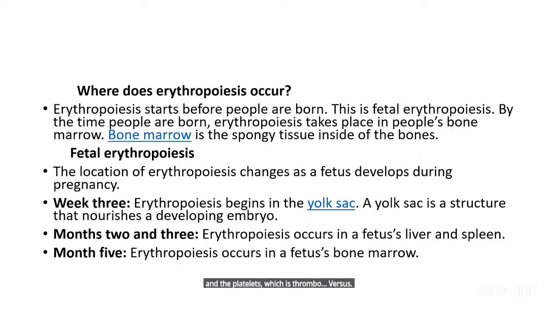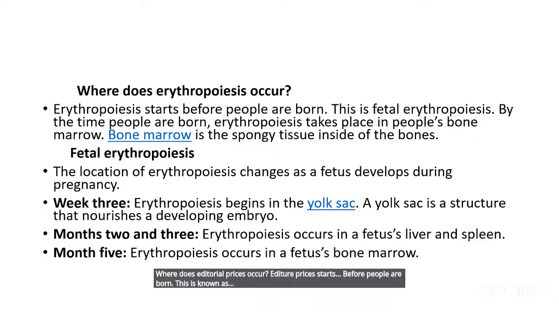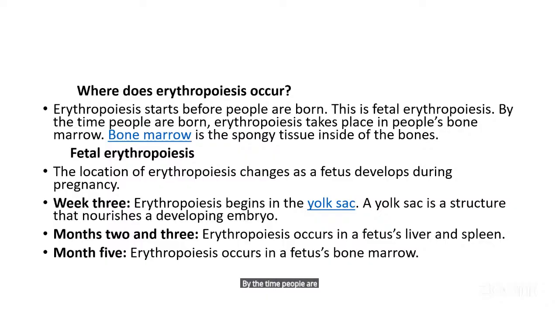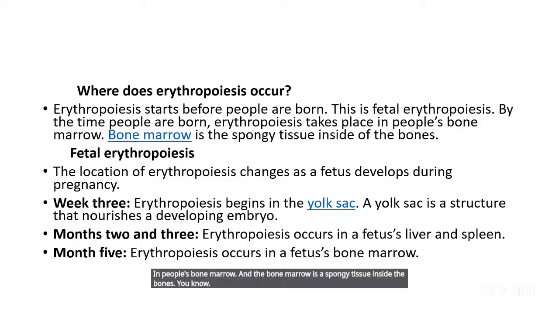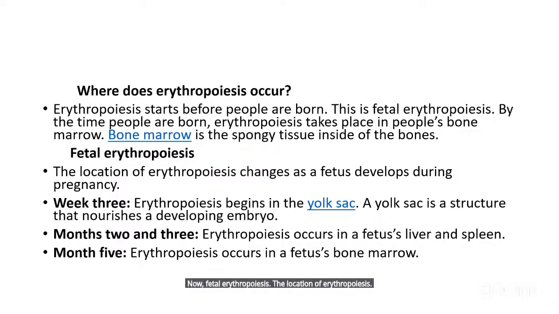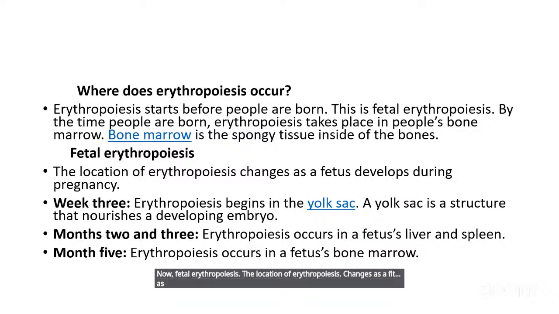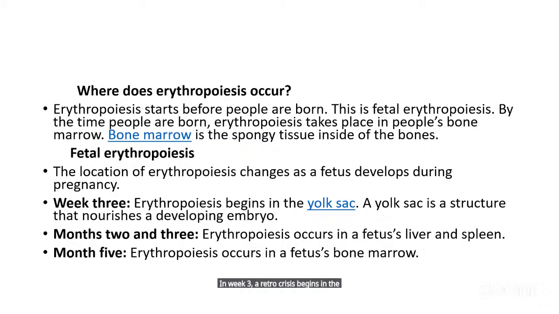Where does erythropoiesis occur? Erythropoiesis starts before people are born. This is known as fetal erythropoiesis. By the time people are born, erythropoiesis takes place in people's bone marrow, and the bone marrow is the spongy tissue inside the bones. We did bone marrow in 400 level. Now, in fetal erythropoiesis, the location changes as the fetus develops during pregnancy. In week 3, erythropoiesis begins in the yolk sac, a structure that nourishes a developing embryo. That is what a yolk sac is.